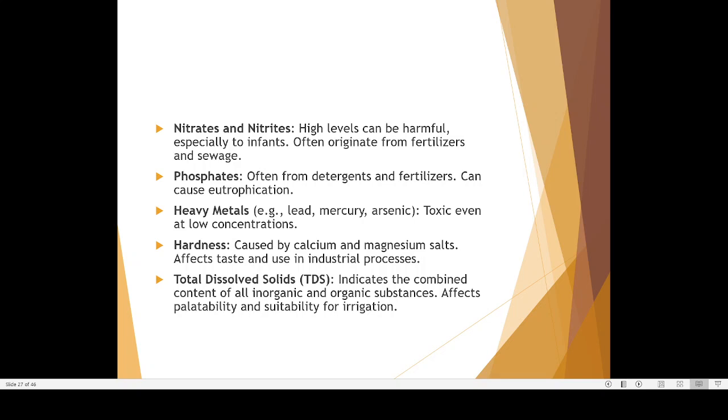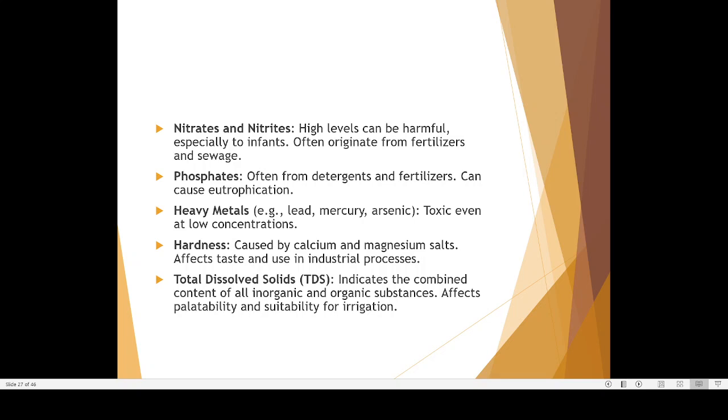Then we have heavy metals like lead, mercury, or arsenic. All these are highly toxic. In the last class I discussed that. Then another material is hardness. As far as hardness is concerned, hardness of the water is mainly caused by calcium. Are you able to hear? Okay, so hardness of the water is mainly caused by calcium or magnesium salt, and that will be affecting the taste as well as use in industrial processes. So that is also a problem.